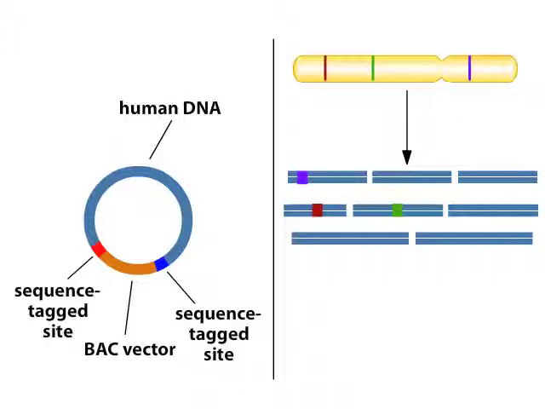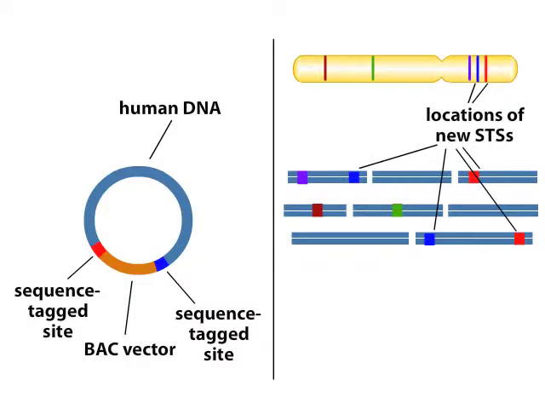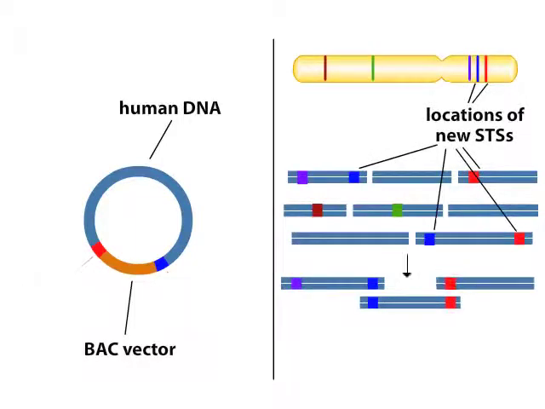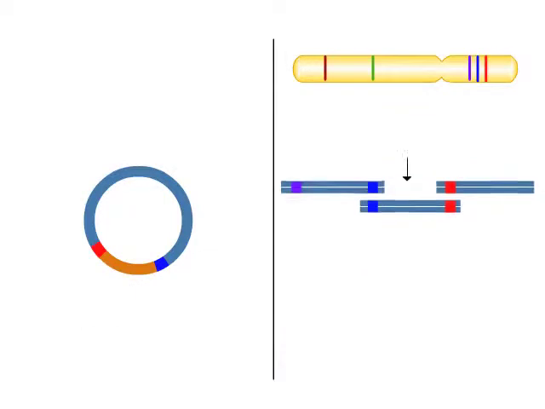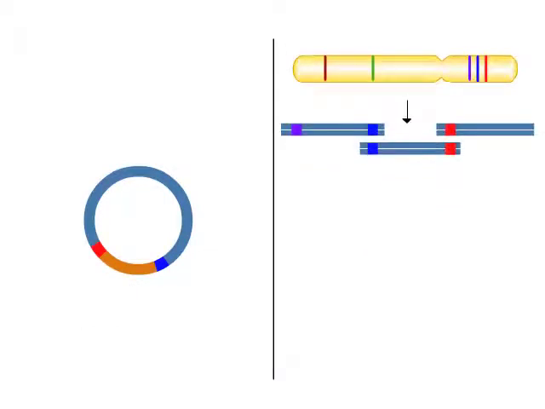If these sequences are unique in the genome, they serve as additional sequence-tagged sites. These sequence-tagged sites can be mapped on the chromosome and used to determine whether the DNA fragments overlap. The hierarchical sequencing method is directed at sequencing these large overlapping fragments.